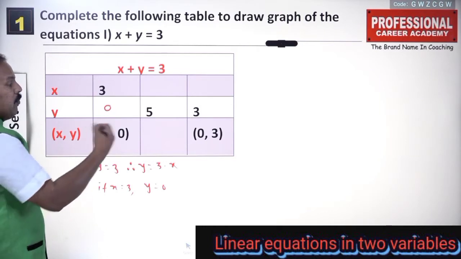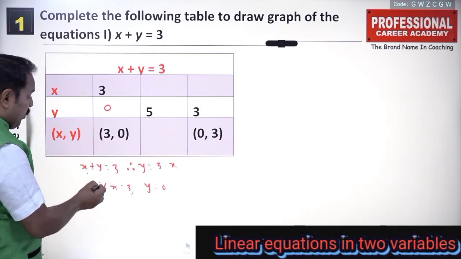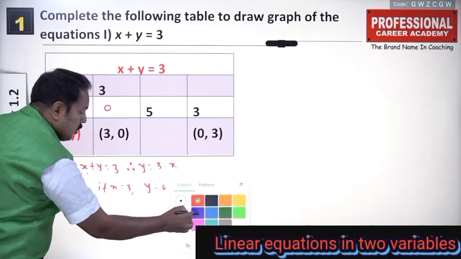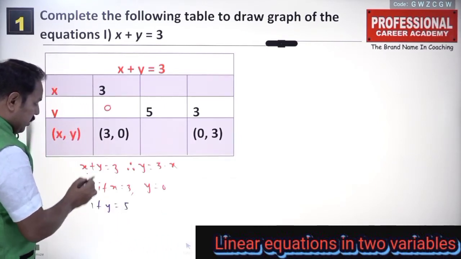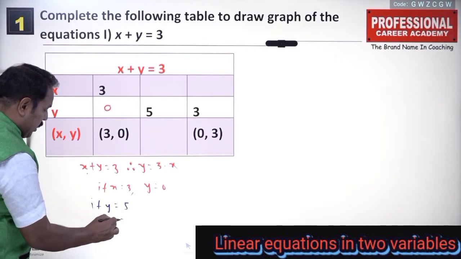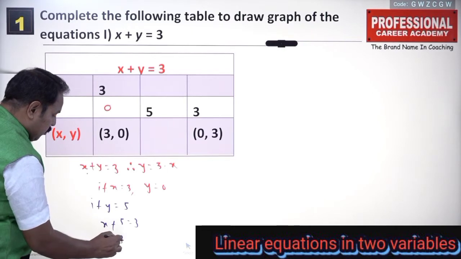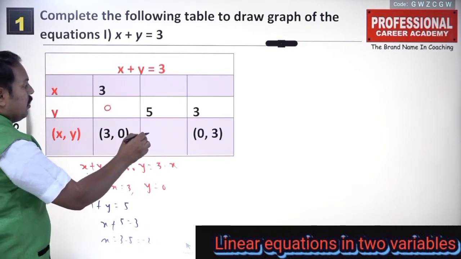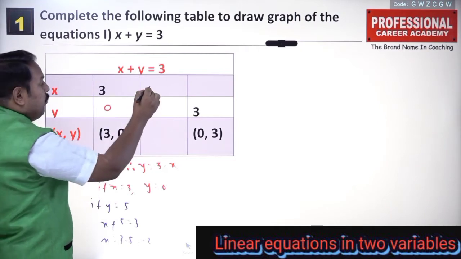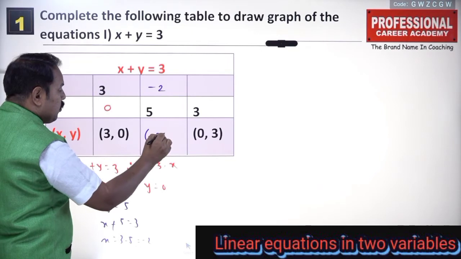Now, if we put y is equal to 5 in this equation, then the equation becomes x plus 5 is equal to 3. So x is equal to 3 minus 5, that is equal to minus 2. So if y is equal to 5, x is minus 2. So what is the point? Minus 2, 5.